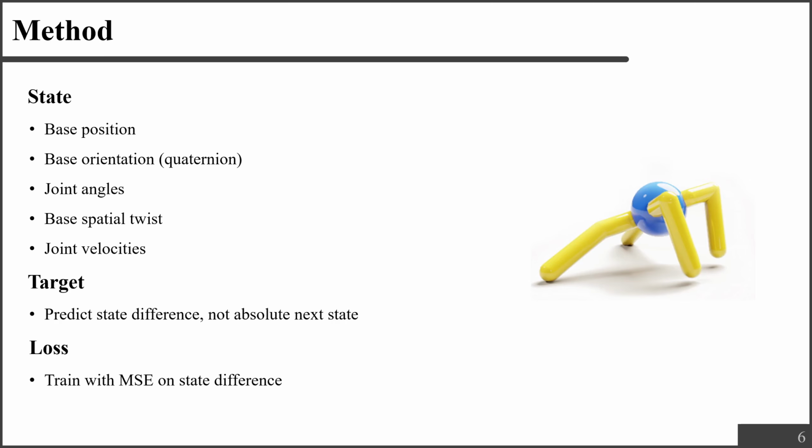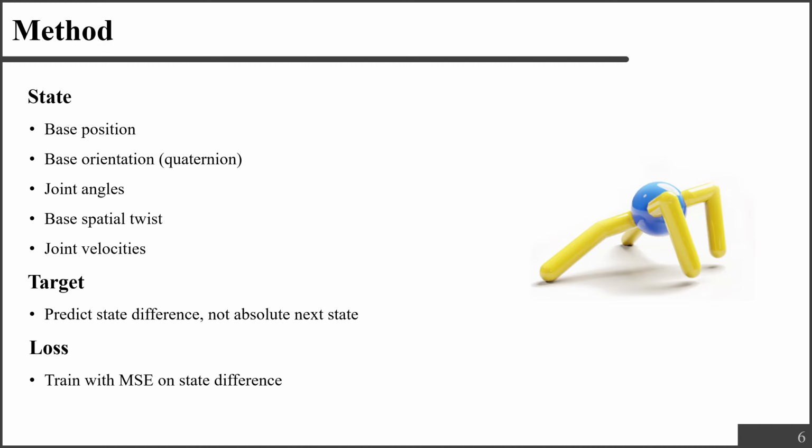So about the robot state, it includes base position. It includes base orientation represented as a quaternion. It includes joint angles. Then it includes base spatial twist. Spatial twist is the part that often causes confusion. It is not rotation. Spatial twist tells you how fast the base is moving and turning. Concretely, it is a 6-number velocity: 3 numbers for linear velocity and 3 for angular velocity. Finally, the state includes joint velocities.